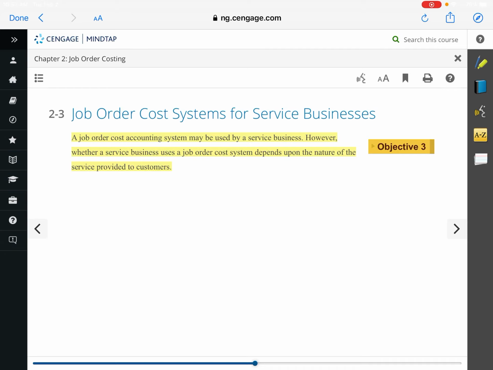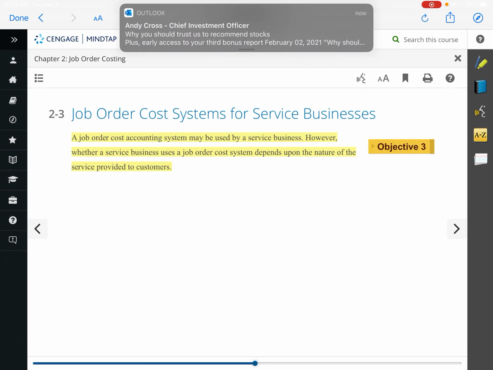There are some service businesses that also keep up with cost on a job order cost system. So the alternative we said at the beginning of the chapter is either you record cost by job or you record cost by process. And that's what chapter 3 is going to be on, process costing. But for right now, we're looking at job order cost systems for service businesses. So it says a job order cost accounting system may be used by a service business.